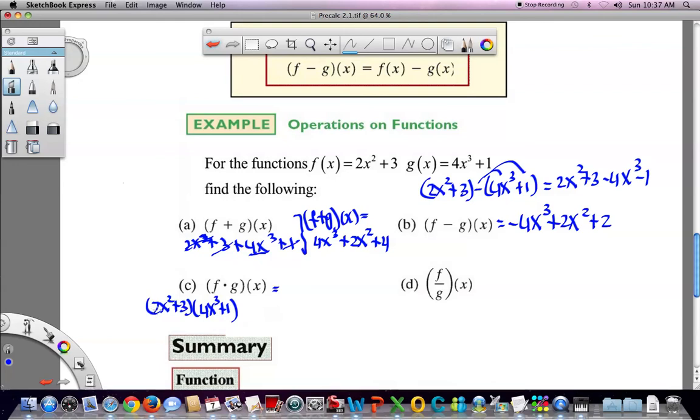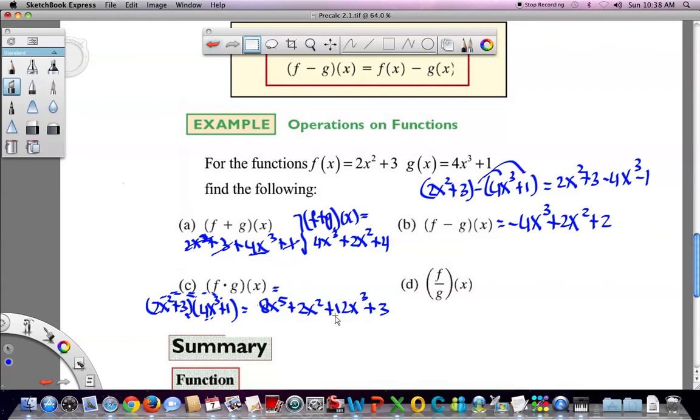Let's see. 2 times 4 is 8, so that's 8x^5 plus 2x squared, so I did the first this way, and then 3 times 4 is 12, so 12x cubed, and plus 3 times 1 is 3. I'm going to be a little lazy. I'm just going to leave that, and we'll shove that up in here, if it will let me. Yep, it doesn't fit. So, alright. So that's f times g.